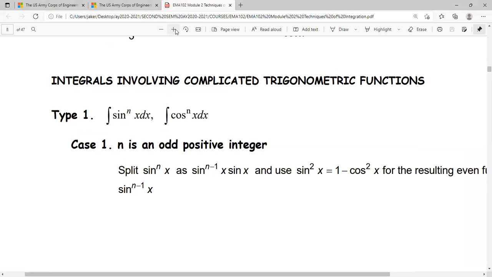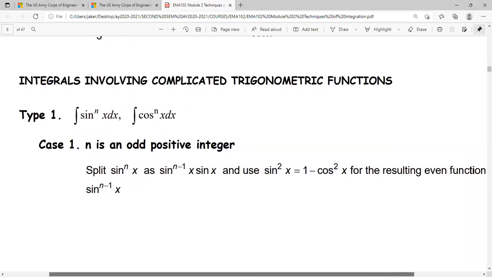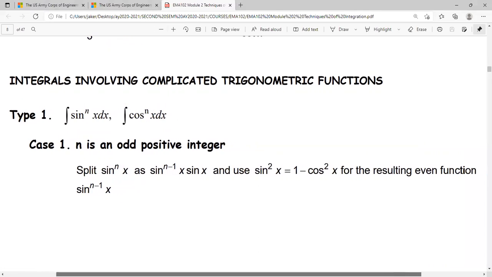Okay, too big. Okay, I think that's better. So the first type in here is actually the simplest of the 6 types of the trigonometric transformation techniques. And this involves either a sine or a cosine function, a single function, which can either be a sine or a cosine. And we have 2 cases under this particular type 1, which requires trigonometric transformation.